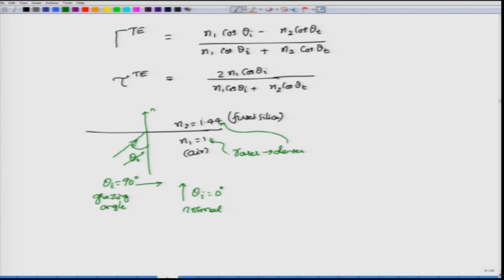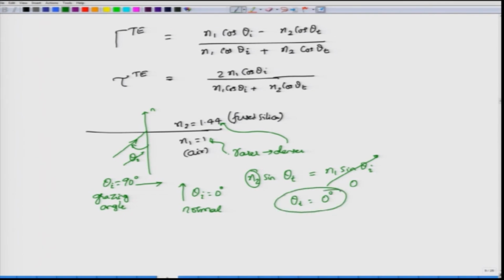Now, with theta I equal to 0 degrees, what would be the reflection coefficient values? Before we do that, we first need to find out what theta t is, and to find theta t we go back to Snell's equation, which we have derived. So, n2 sin theta t must be equal to n1 sin theta I. Since theta I is 0, sin of 0 is 0, so the right hand side is equal to 0. Since n2 is non-zero, the only possible solution is theta t equals 0.